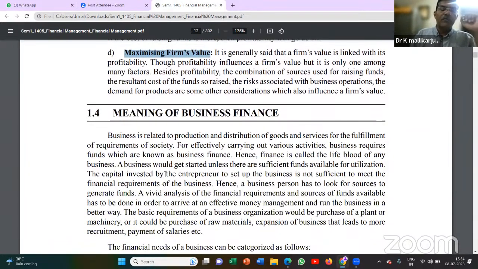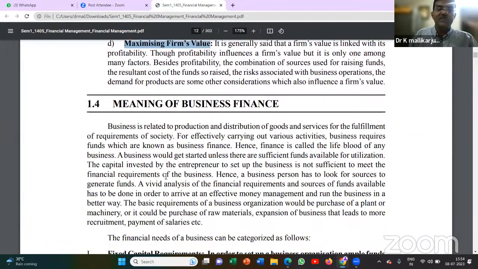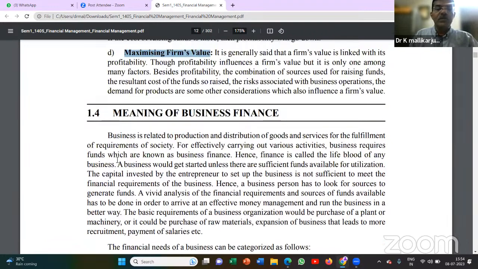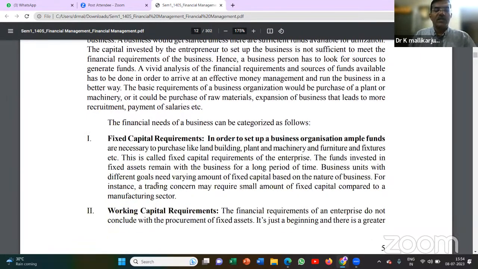The third, 1.4, we talked about business finance. Right? So business finance, it's what the words indicate. The finance is required for business purposes. Like fixed capital requirement is required. Every firm has to invest, right? Invest in fixed assets. A fixed capital requirement is there.